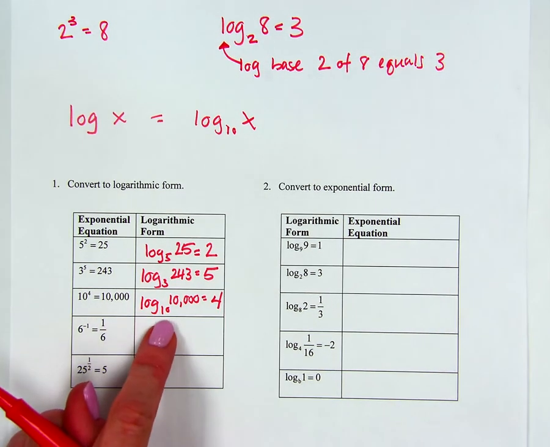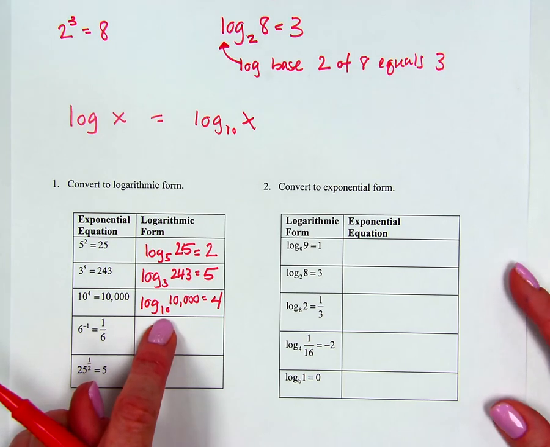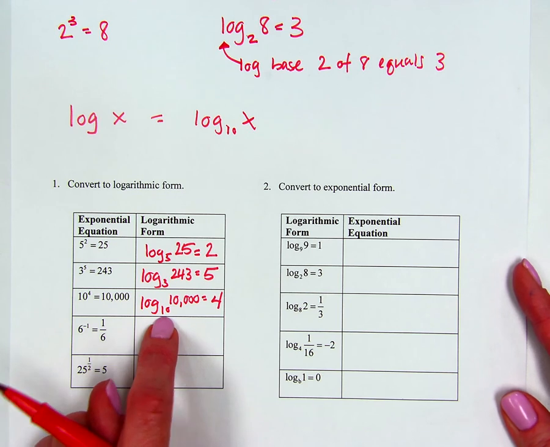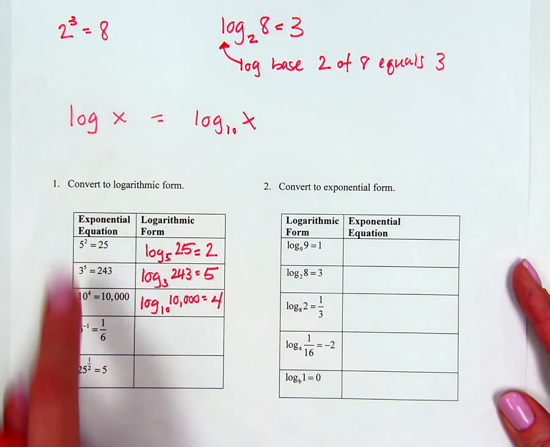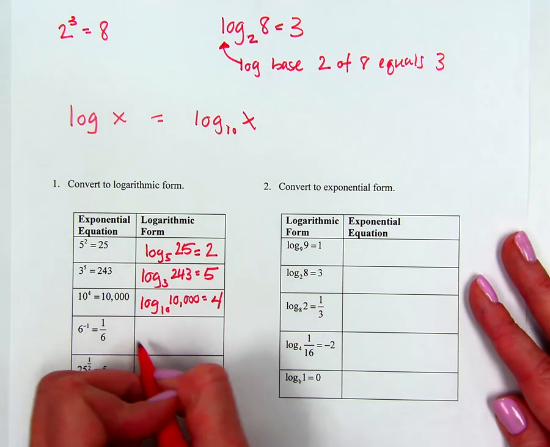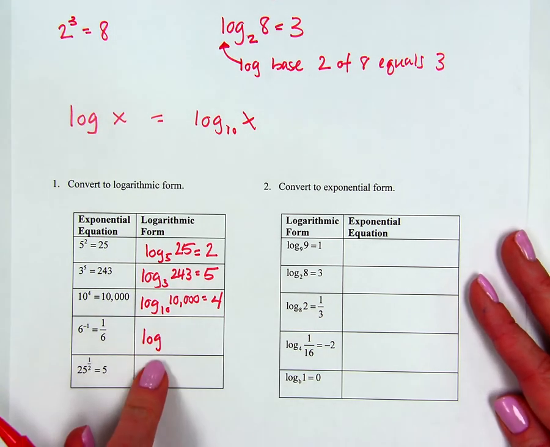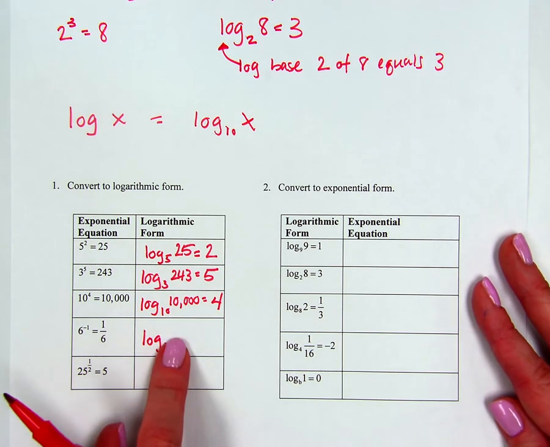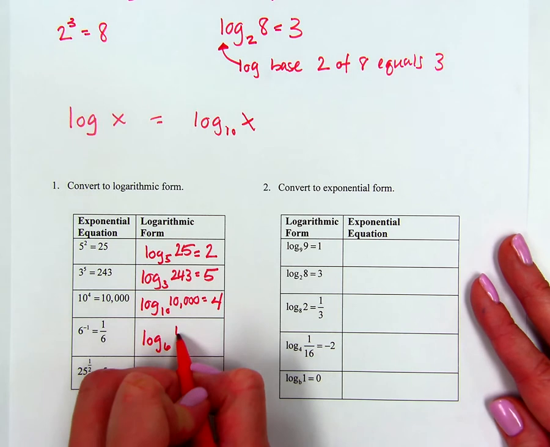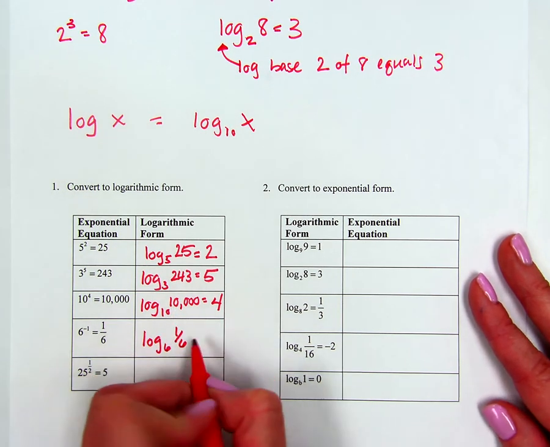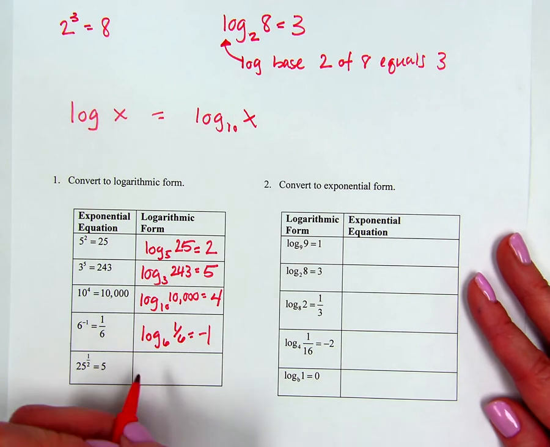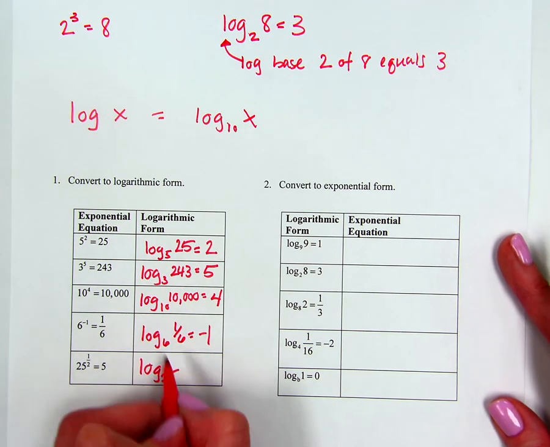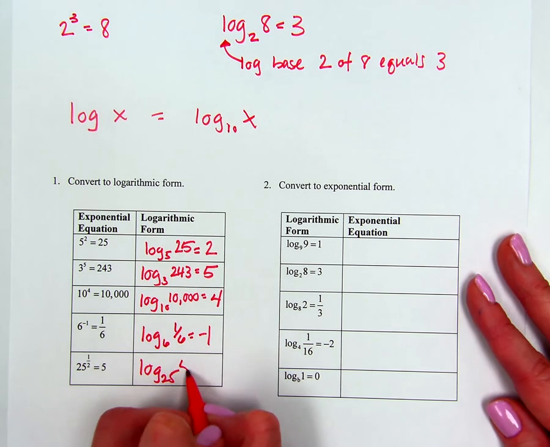For this one, you don't have to put your base down here if you do not want to. It's implied, so you can put the 10 there, but you do not have to, just like we said right up here in this example. Down here, we have log, and what we're going to put next is our base. So we have our 6, and then that is to the 1/6. Log base 6 of 1/6 equals, and that's -1 for our exponent. And the last one down here, log base 25 of 5 equals 1/2.